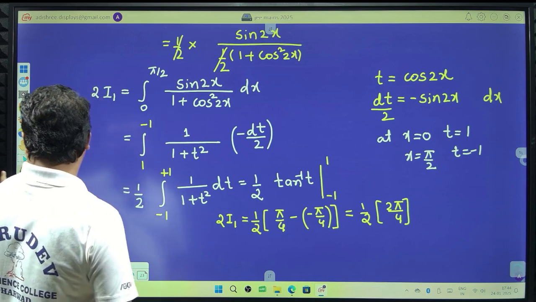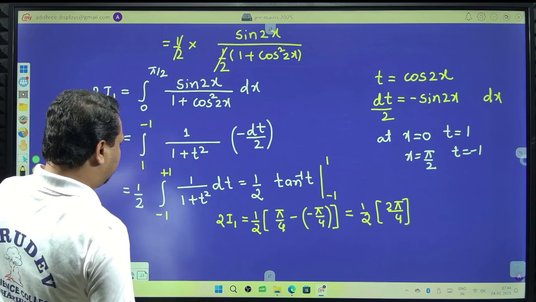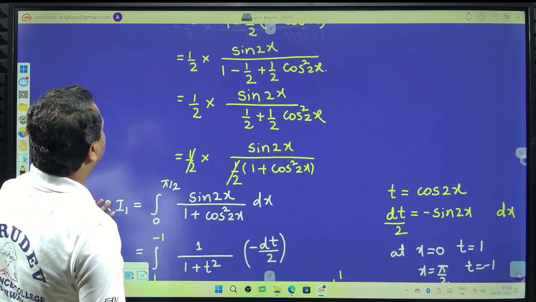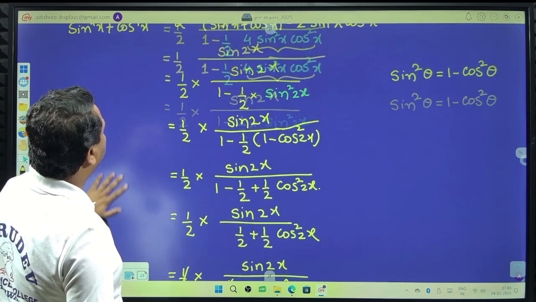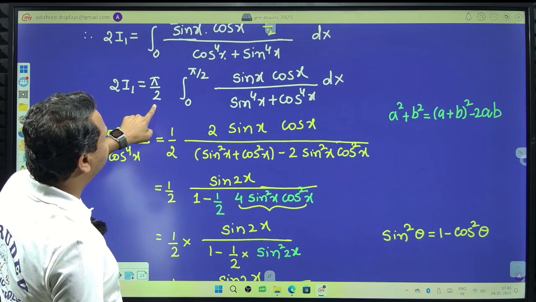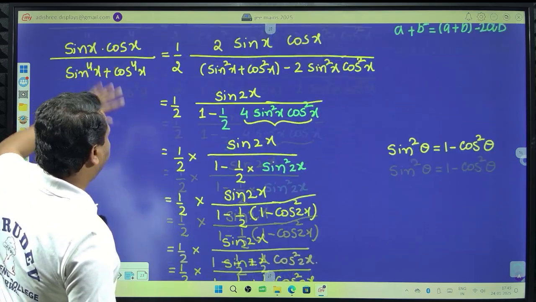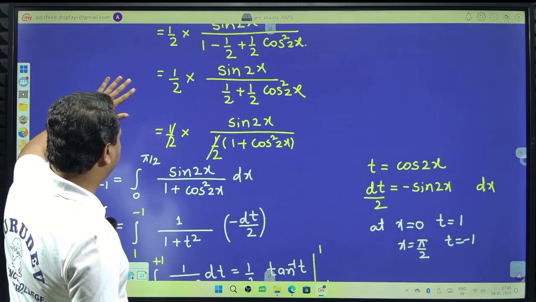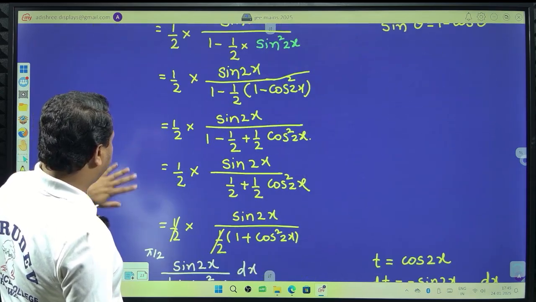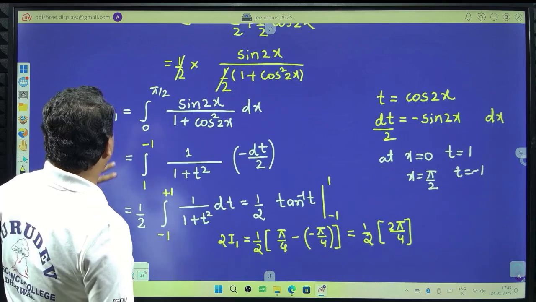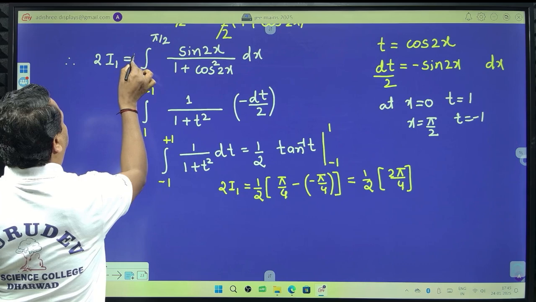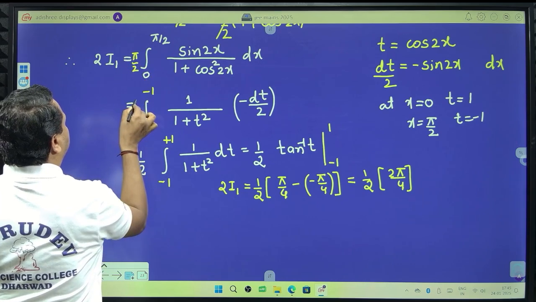Then something else I am missing, something somewhere. Let me check the simplified form of this function. Yes, I was having pi by 2, correct? Pi by 2 into pi by 2, I forgot somewhere. So what I'll do is, that pi by 2 I have to rewrite. Somewhere I am missing that element. Please notice, so pi by 2 I had not written here. Pi by 2.